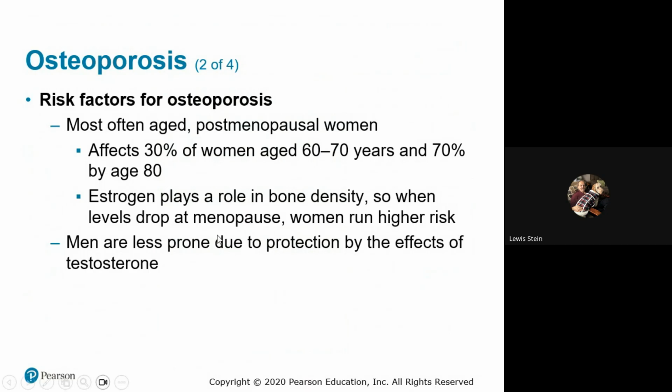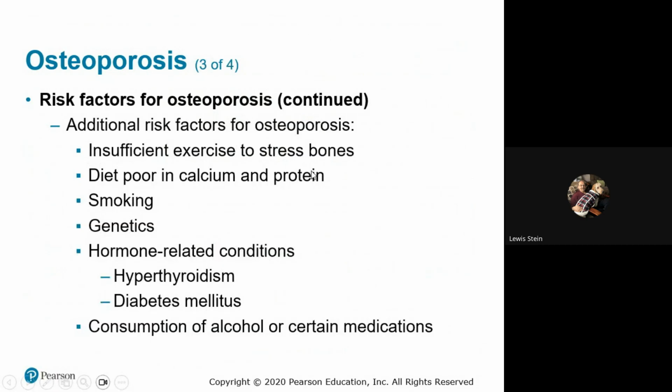Estrogen levels drop at menopause, giving higher risk. Men are less prone because women produce testosterone-like substances in only one place, the adrenal cortex. We'll learn about that in physiology. Not a winning hand. Insufficient exercise, diet, calcium, protein, smoking, genetics, hormone-related conditions, diabetes, and certain meds predispose you to it. Alcohol certainly does. My first wife was very aware of all these. We never were drinkers. Still, I'm not. She's still not.